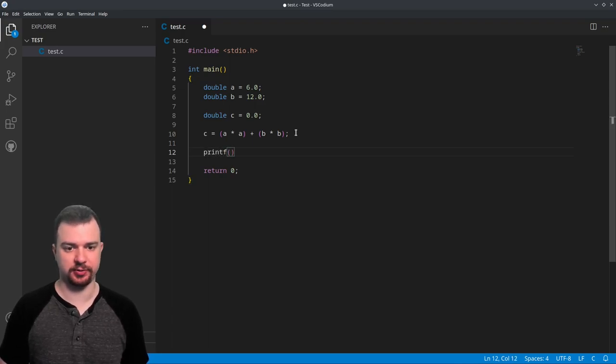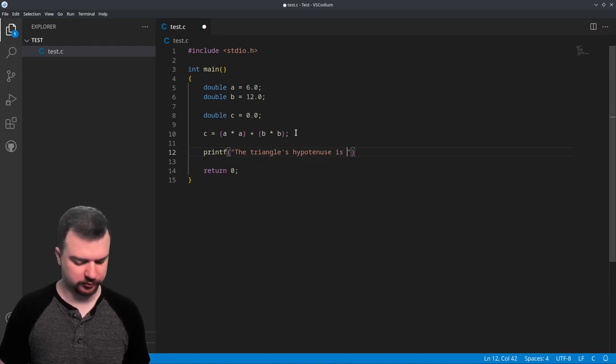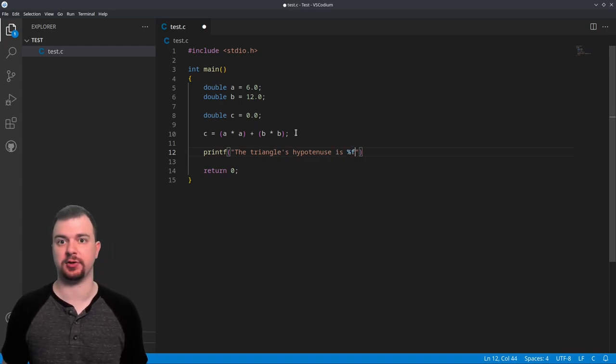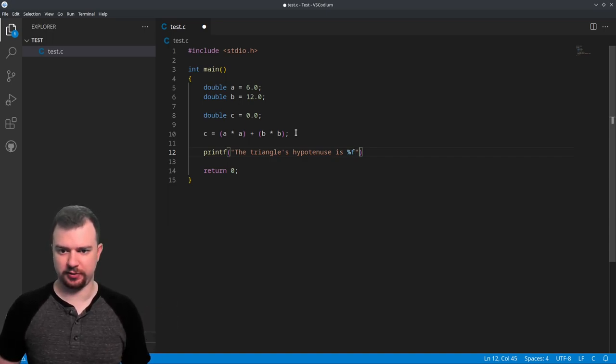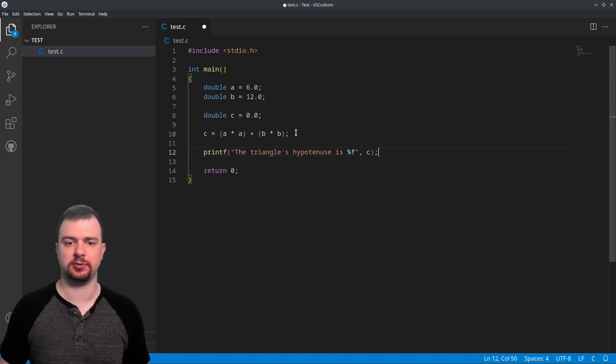Go to a print statement, the triangle's hypotenuse. There we go. I'm going to do percent f. This is a placeholder for floating point values. This is going to be a double, so it is f. So I need to actually put my parameter of c in there. We should have double a, 6, b.